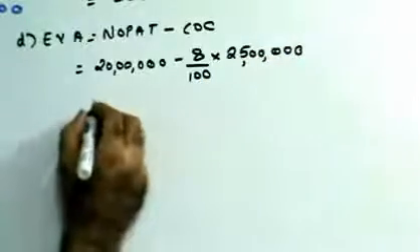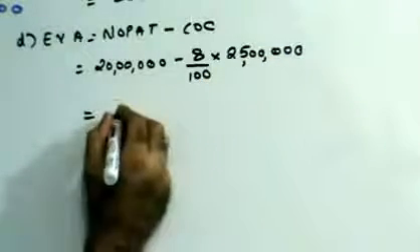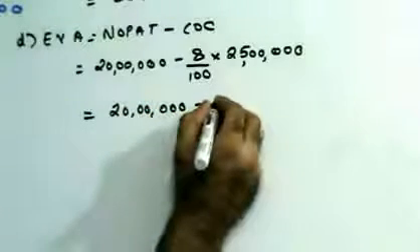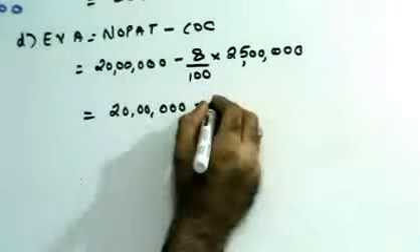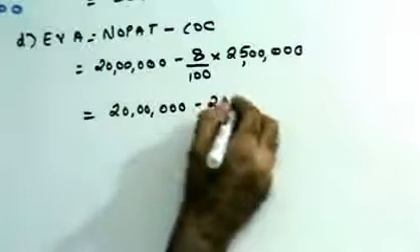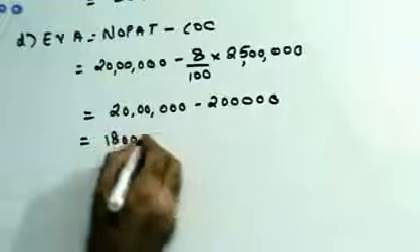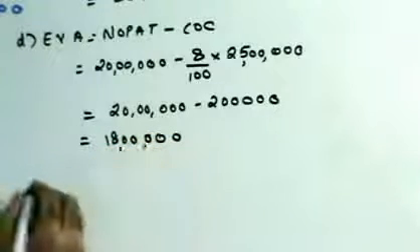Someone please help me get this. So that's 20 lakhs minus 8% on 25 lakhs. 8% on 25 lakhs is? 2 lakhs. So in that case, this is going to be 18 lakhs. Now let's see for division C.